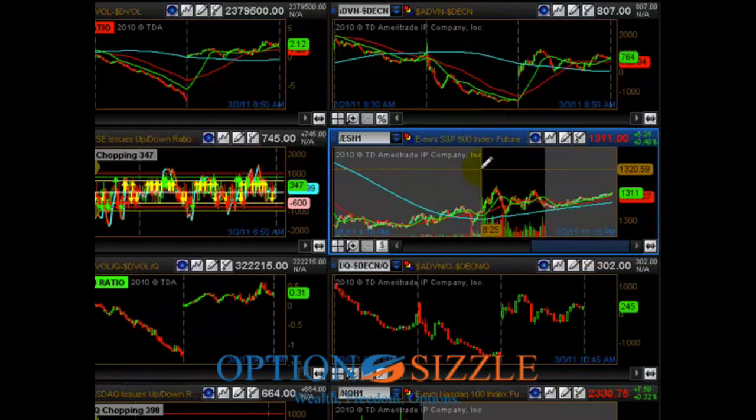So again, there are levels and a little bit more insight of where to take profits and where to take losses by having those pivots. And that's how I use those when I'm trading the futures.